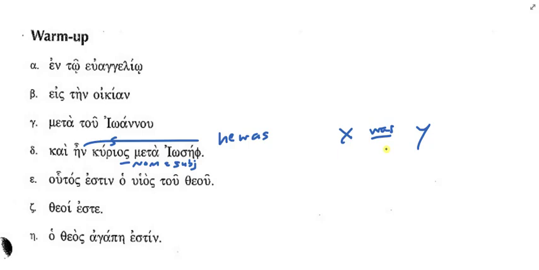All right? So in epsilon, I have houtos estin ho huios tou theou. What's houtos mean? This, meaning this person, this one. What gender and number is this? Masculine singular. So I could just translate it as "this," and I'm pointing to a masculine singular person. This is ho huios tou theou, the Son of God. What case is this? This is nominative. Huios is likewise nominative. One of these is the subject, one of them's the predicate.